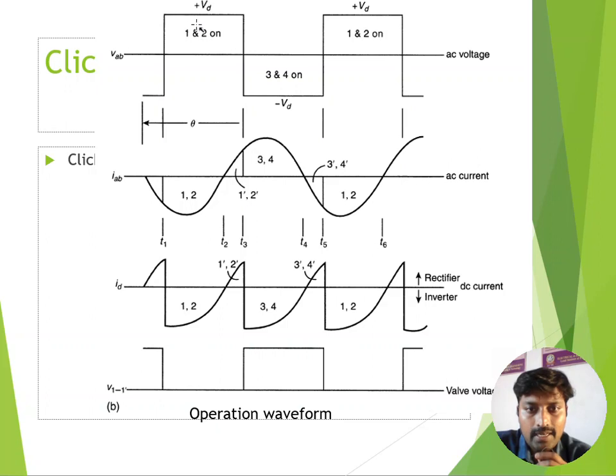Here the valve is at on, 1 and 2 are on. So switch 1 is on means short circuit, automatically the voltage will be 0. When the switch is off, here switch 1 is off, automatically the voltage will appear across the switch. So these are the fundamental operations.